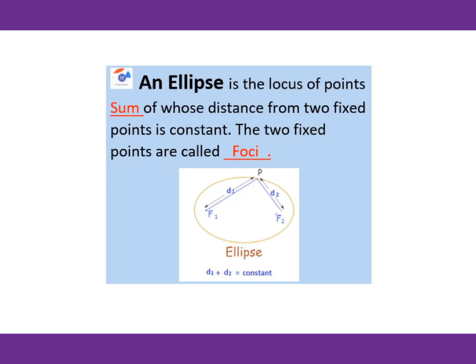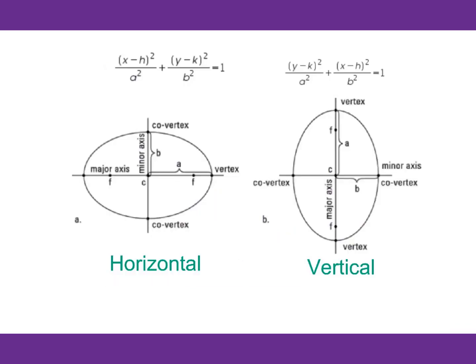Today's lesson is about ellipse. Ellipse is the locus of points, the sum of whose distances from two fixed points is constant. The two fixed points are called foci. Like in this diagram, for any point on the ellipse, suppose the distance to one focus is D1 and to the other is D2. Then D1 plus D2 equals a constant. Basically, that equals 2a.